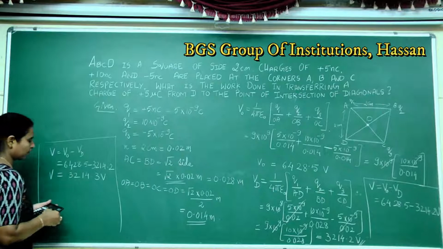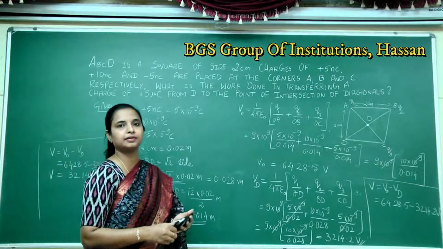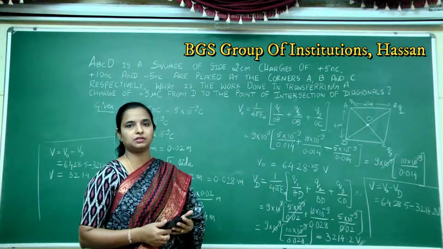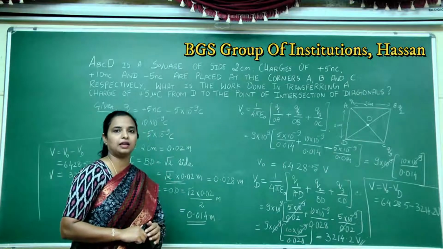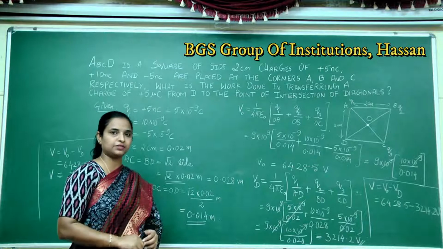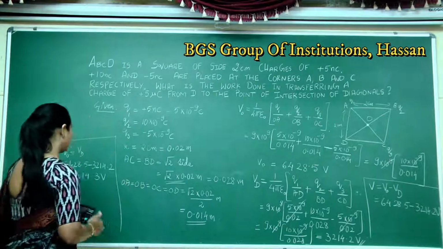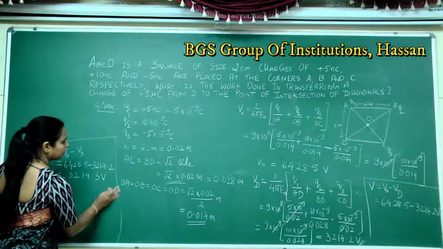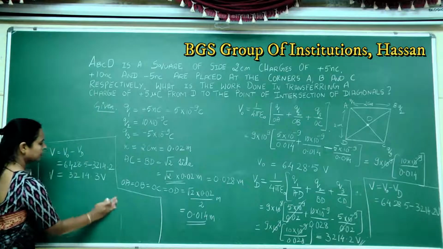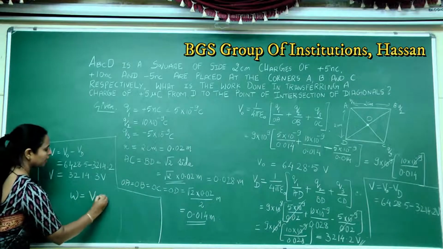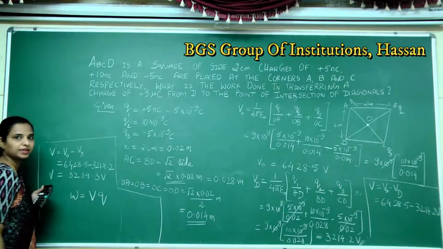Now we have to calculate the work done. So once we have got the potential difference, it is very easy to calculate the work done to transfer a charge from one point to another point. And what is the formula for it? The formula is W is equal to V into Q, isn't it?